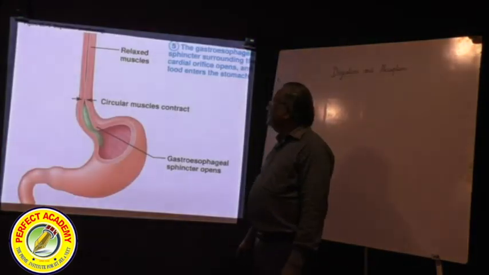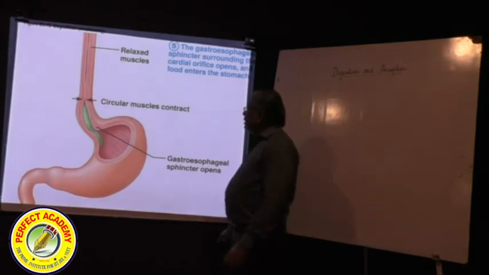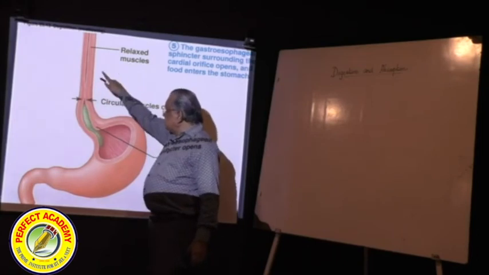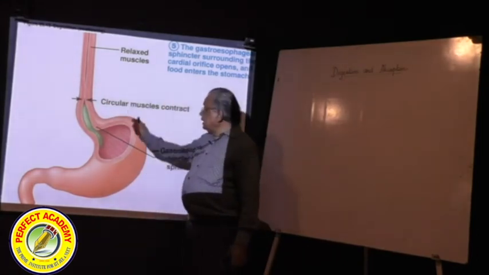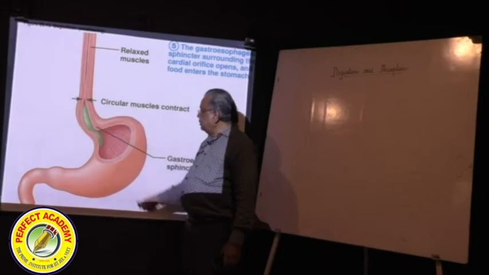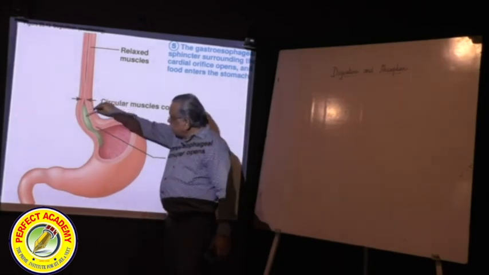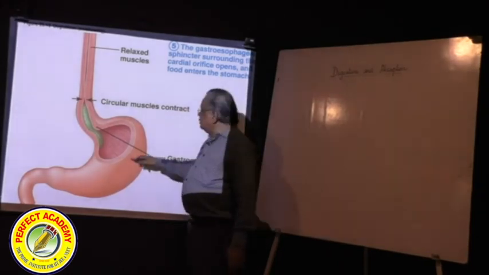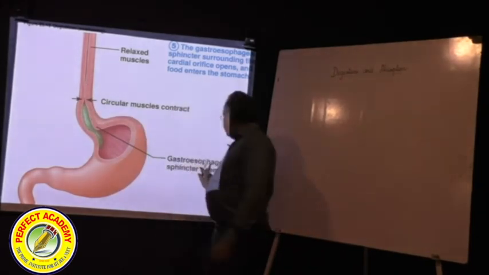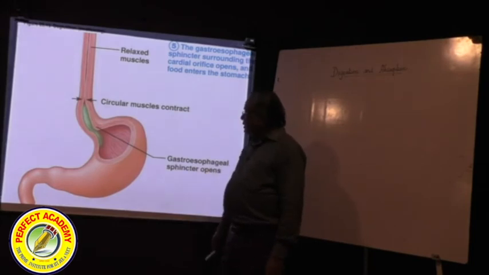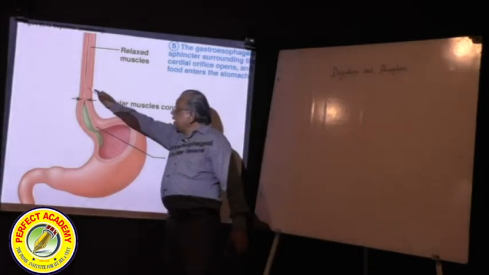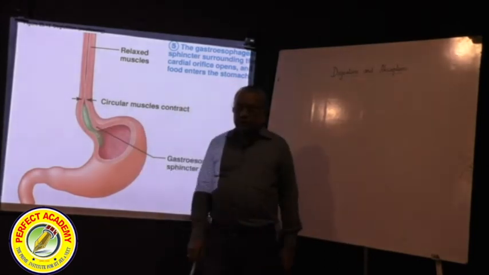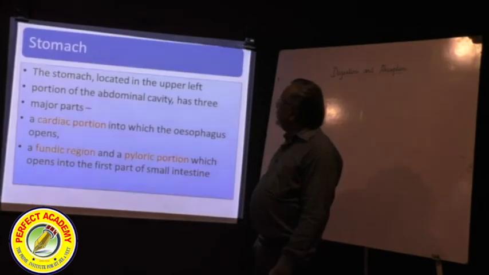Next. Here you can see, because of the circular muscle contraction and relaxation, a peristaltic action is going on. As a result, the food comes and enters the stomach region. The gastroesophageal sphincter opens whenever this action is going on. As a result, the food is allowed to pass into the stomach. Next.